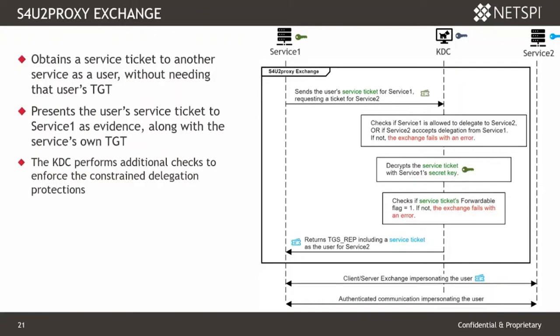Well, if it does succeed, then it continues on and performs a second check. The KDC checks if the service ticket is forwardable or not. If the ticket is not forwardable, that means that the requested user is supposed to be protected from delegation. So if the service ticket is not forwardable, that is, the forwardable bit is set to 0, then the exchange would fail with an error. But if the service ticket is forwardable, meaning the forwardable bit is set to 1, then both checks have passed and a new service ticket to Service 2 is returned.